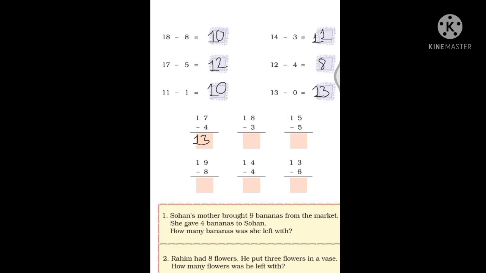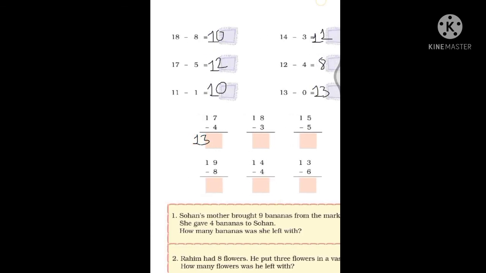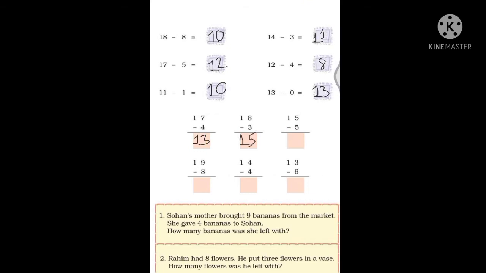What do we get, beta? Yes. 18 minus 3, we get answer 15. Everyone write down answer 15. Tell me, beta.